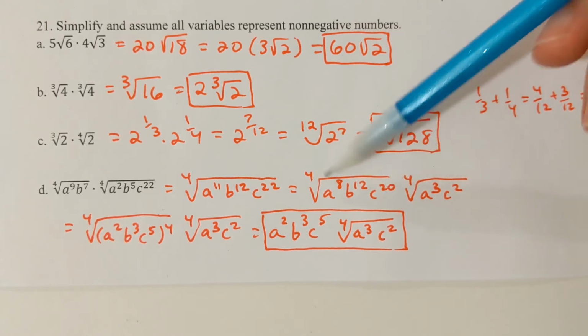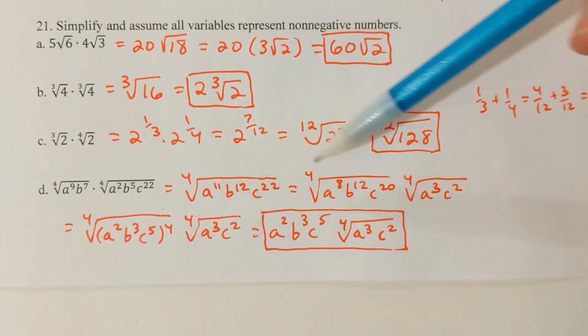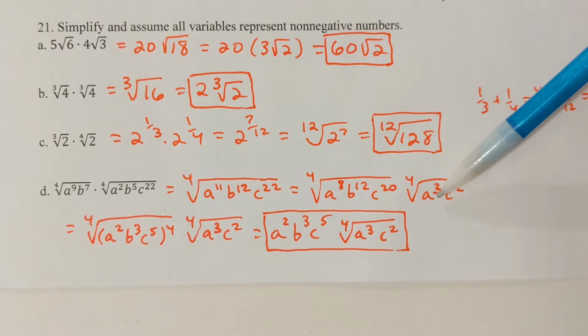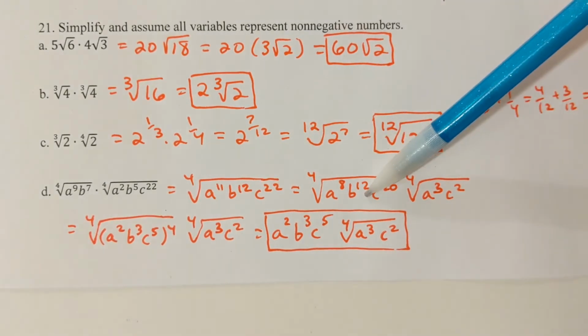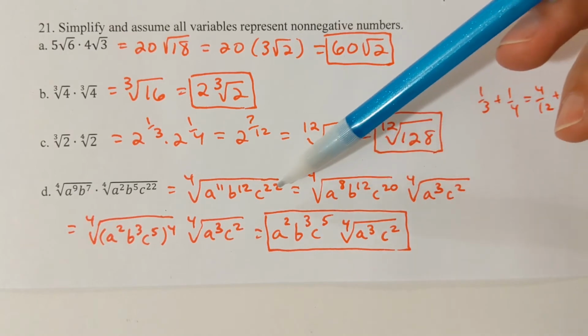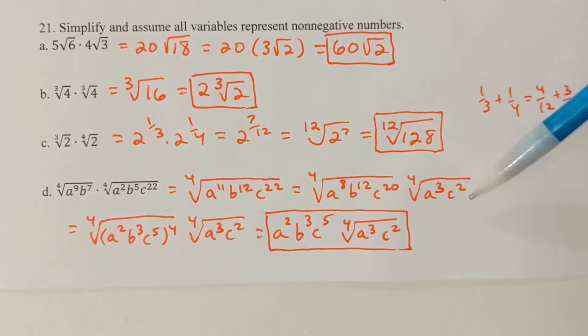8, 12, and 20 are multiples of 4, right? So now A to the 11th, that's the same as A to the 8th times A cubed. A cubed would be my leftover. B to the 12, well, 12 is already a multiple of 4, so I'll just keep that term as is there in the first radical. C to the 22nd, that's the same as C to the 20th times C squared.